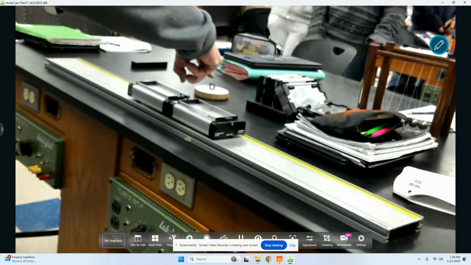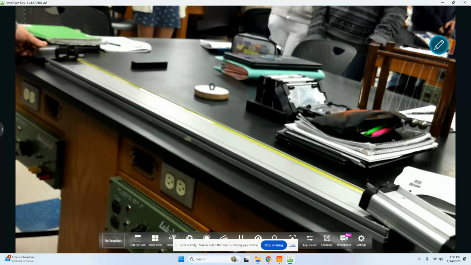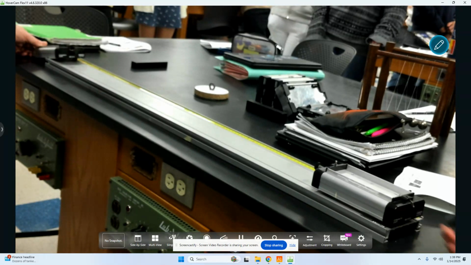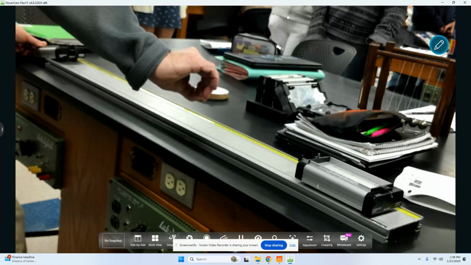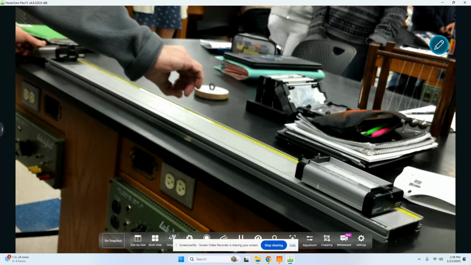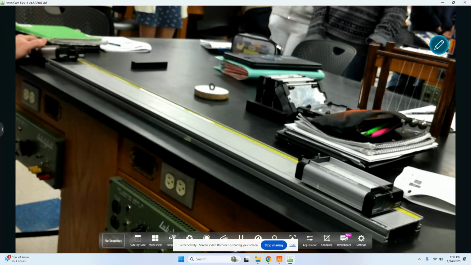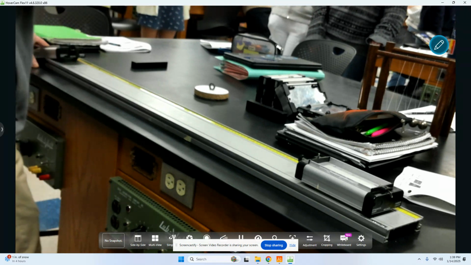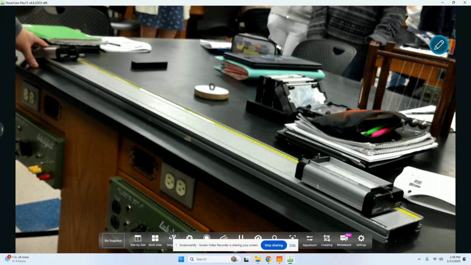You guys ready? After the explosion, how much momentum did the system have? 0. If that one acquired 5, that one acquired 5. When I add them together, I get 0.